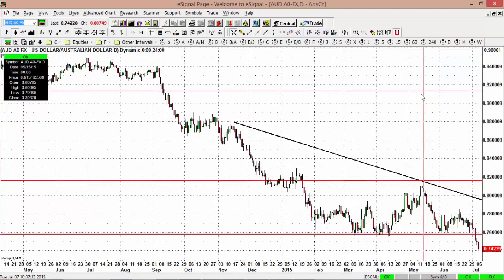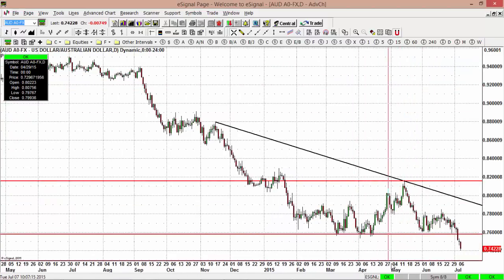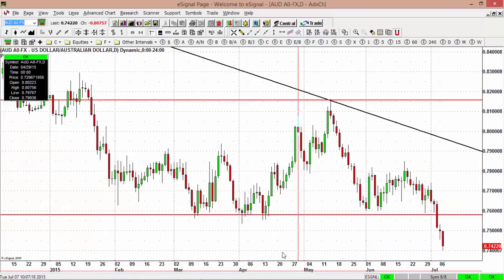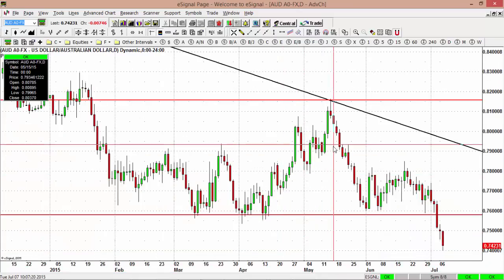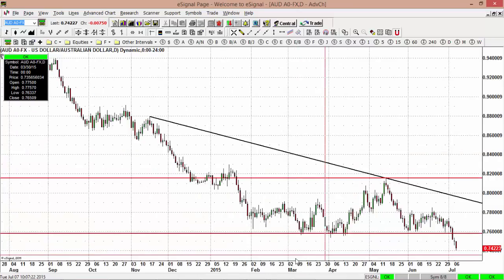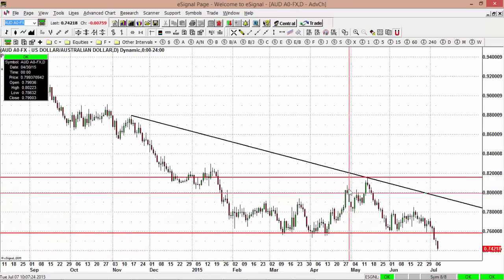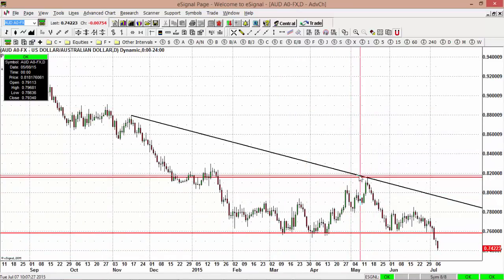Okay, the other market we have been speaking about for a number of days to weeks now is the Australian dollar. And we see that we do get some follow through selling in the Australian dollar versus the US dollar.